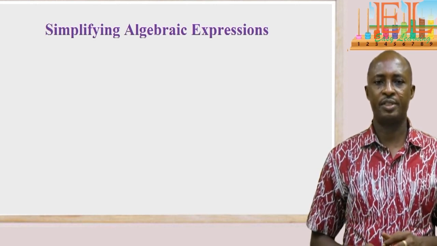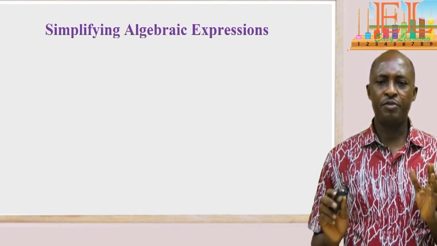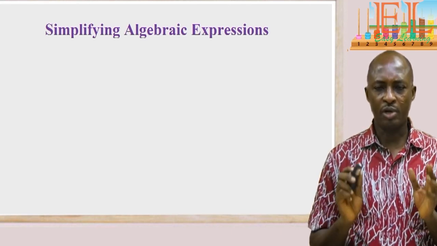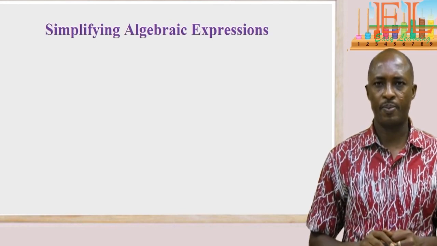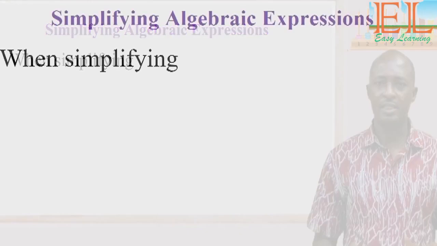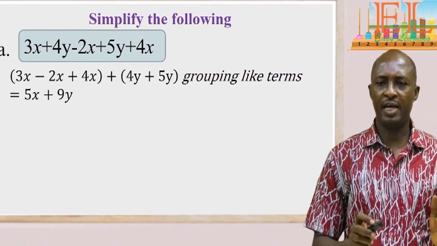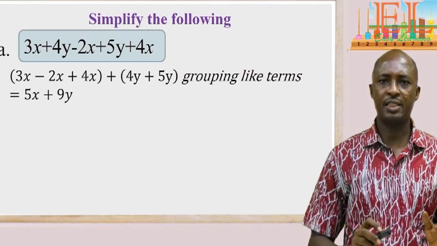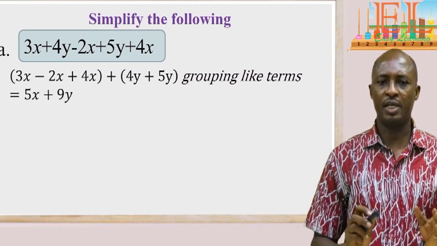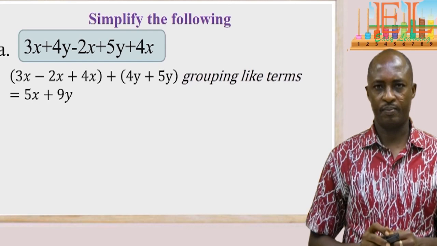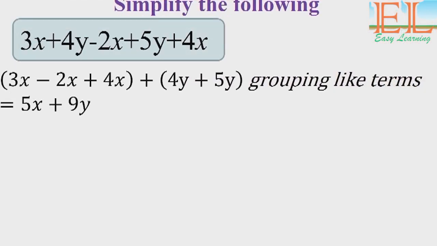Simplifying algebraic expressions. There are some few things you need to take note of when you are simplifying algebraic expressions. Now simplifying, we have 3x minus 2x plus 4x giving us 5x. And 4y plus 5y gives us 9y. It's easy, isn't that so?